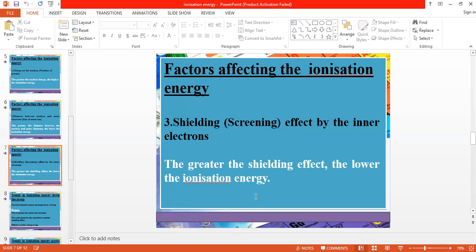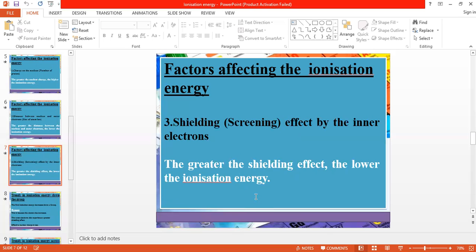How will you understand the shielding effect? You know that we have 4 energy levels, N1, N2, N3 and N4. Electrons are present in N1, N2 and N3. What is the charge on an electron? Negative. Here also negative. So negative and negative, do they repel each other or attract? They repel. Because of the same charge, there is repulsion between inner electrons and outer electrons.